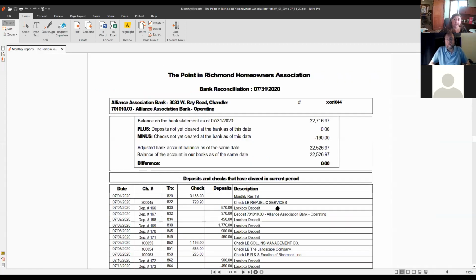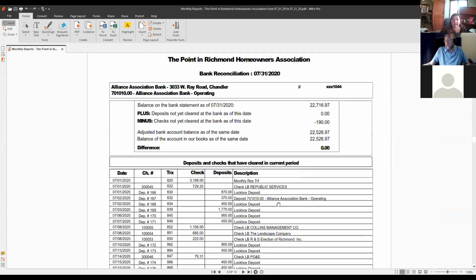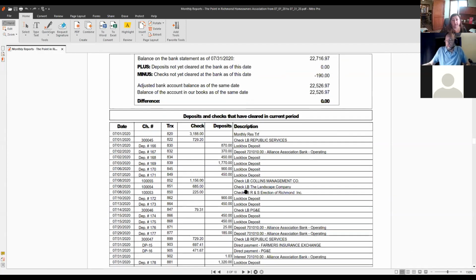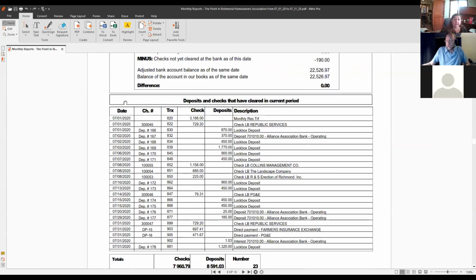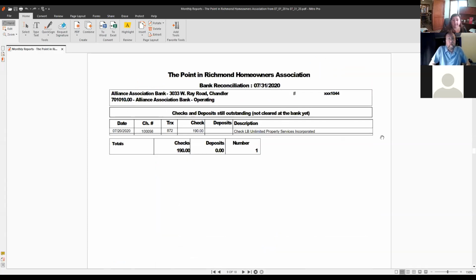Next is our bank reconciliation. So this is the reconciliation of the account, showing the activity of the account, what is cleared, what is not cleared. All the transactions that have cleared are going to be here on this first page. On the second page, it's going to show you any checks that are outstanding.